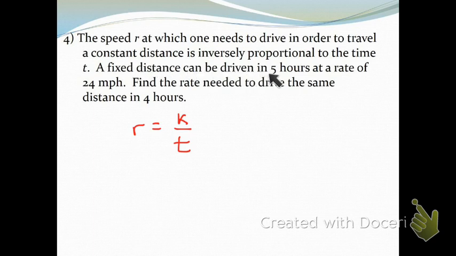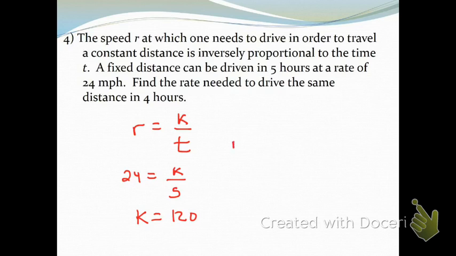A fixed distance can be driven in 5 hours at a rate of 24 miles per hour. So let's solve for k. 24 equals k over 5. So let's multiply both sides by 5. What's our constant, our fixed distance? What's 24 times 5? Is that 120? Yeah, okay. All right, now let's write our equation.